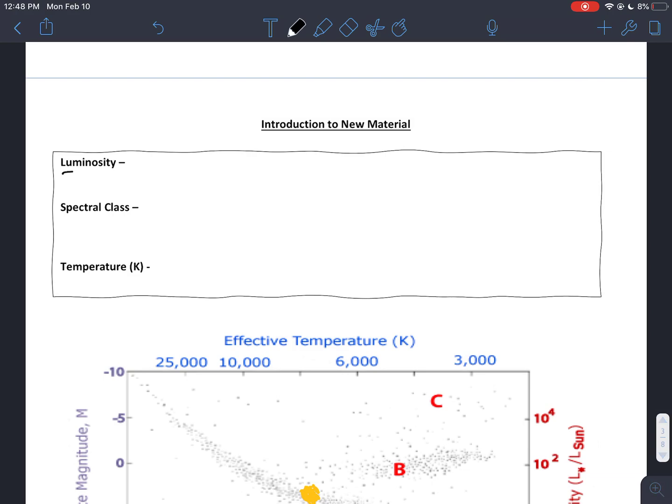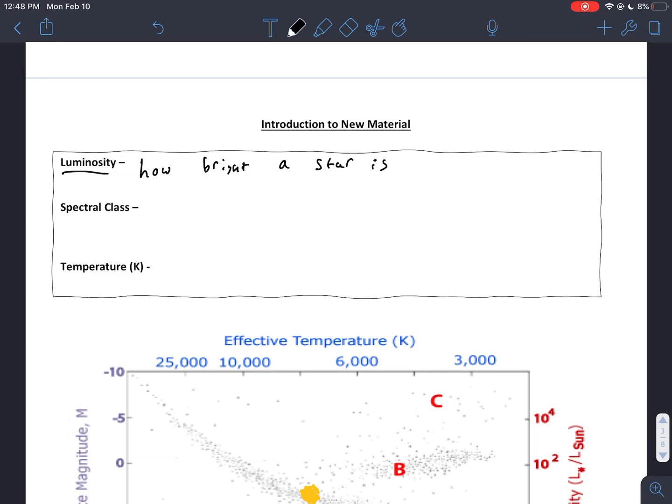The first thing you're going to see is luminosity. What luminosity means is how bright a star is. So we can go ahead and write that. How bright a star is. Luminosity talks about star brightness. So if something has a high luminosity, it's very bright. If something has a low luminosity, it's very dark, okay?